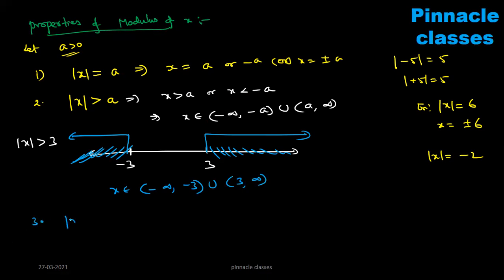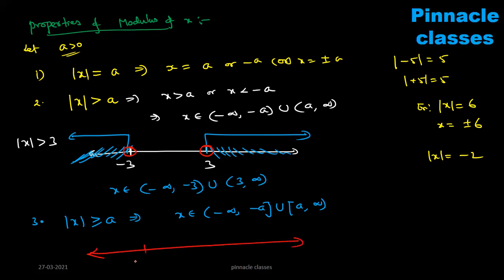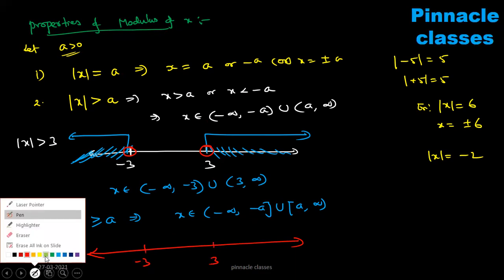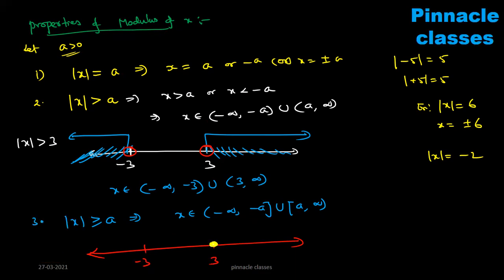Property number 3. Modulus of x greater than or equal to a means what here? x belongs to, including. That is the meaning. Including means minus a and a both are included in these solutions. So in this case, I'm giving clarity. These 3 are excluded in this case. But in the same diagram, if I'm taking -3 and 3, here 3 is a dotted circle, included. That is the meaning. Towards plus infinity and towards minus infinity, this is the region.